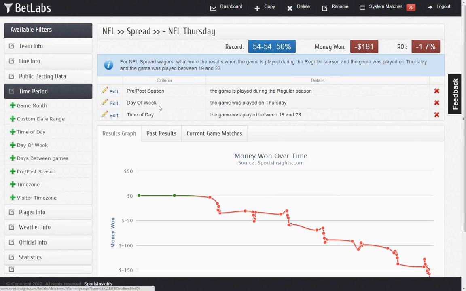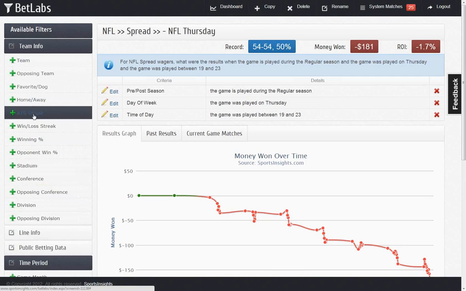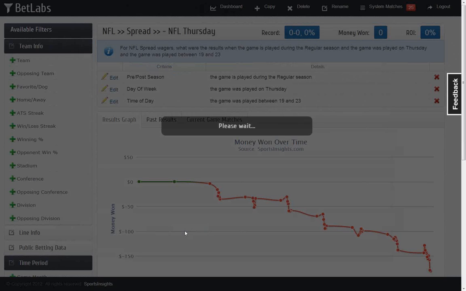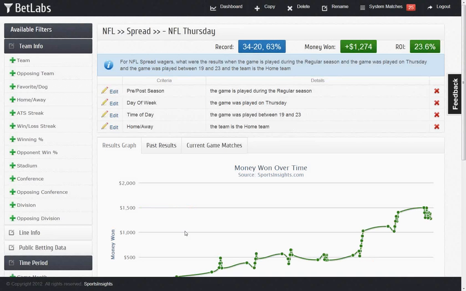And now we have to figure out what to pivot it on. Okay, we wanted the home team, right? And that's probably the biggest thing we're going to add here. So you can see this scenario, if you bet on Thursday nights, the home team, you'd have a great record, 34-20, or if you're betting visiting team, you would have the flip side of that. So we'll save that filter and put ourselves in a really good situation, it kind of proved out what we thought.